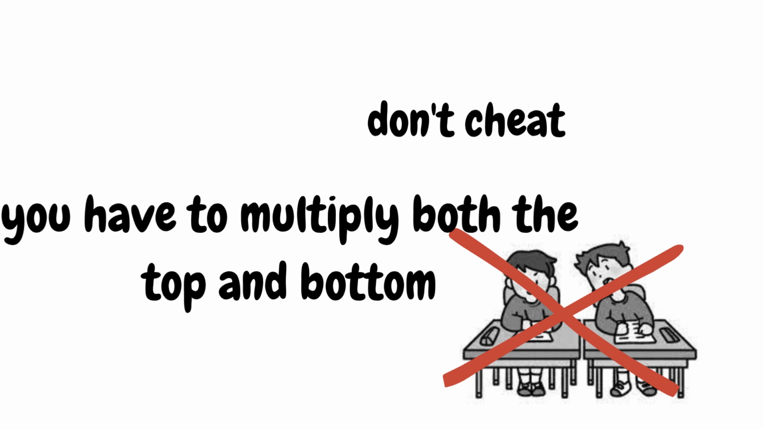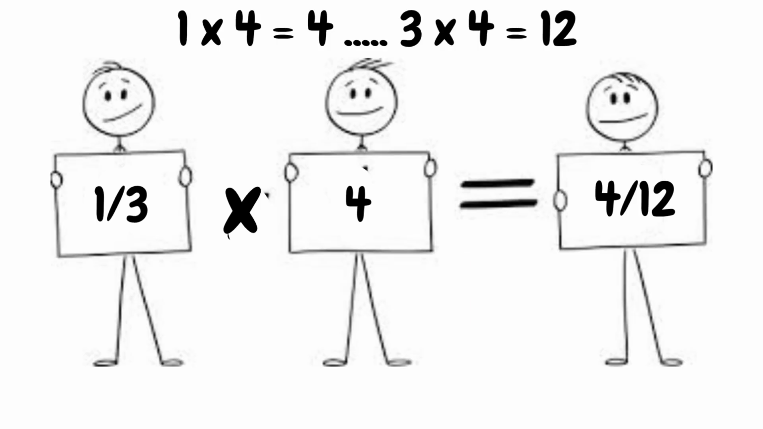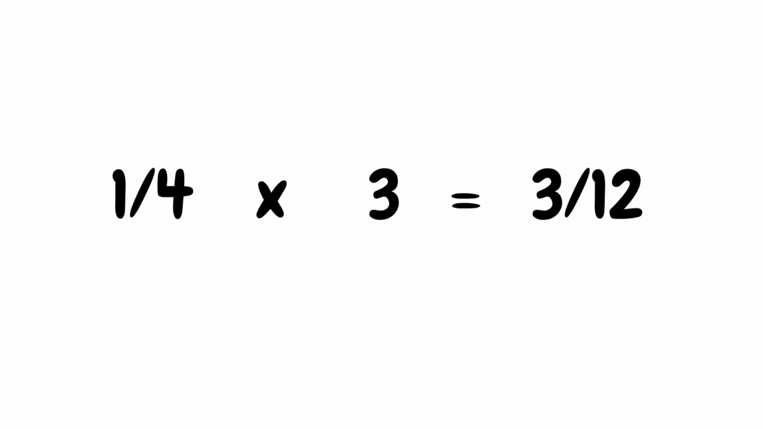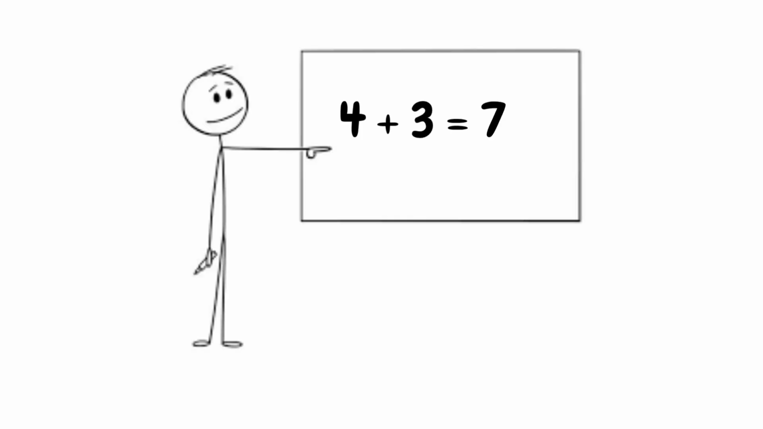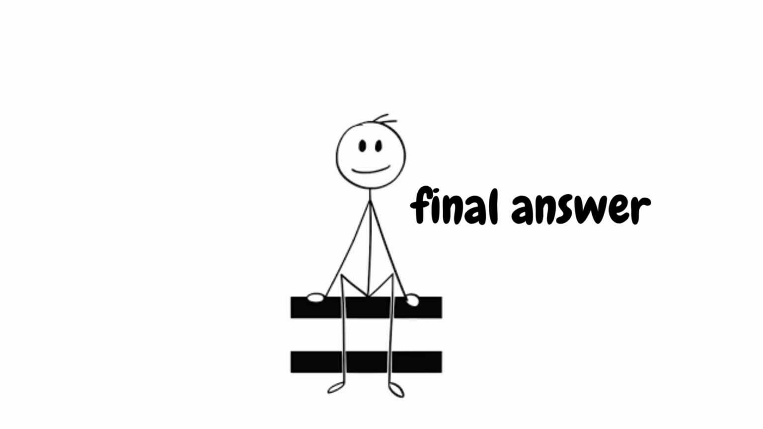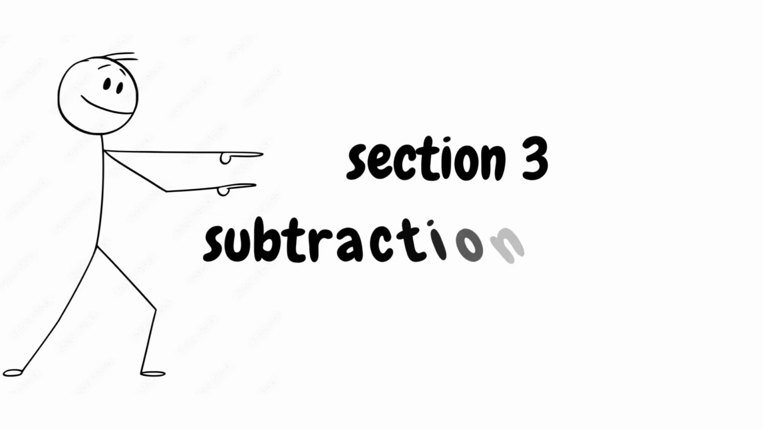Now, change the fractions to both have 12 on the bottom, but don't cheat, you have to multiply the top and bottom. 1/3 multiplied by 4 equals 4/12. 1/4 multiplied by 3 equals 3/12. Now just add the tops. 4 plus 3 equals 7. Final answer? 7/12.